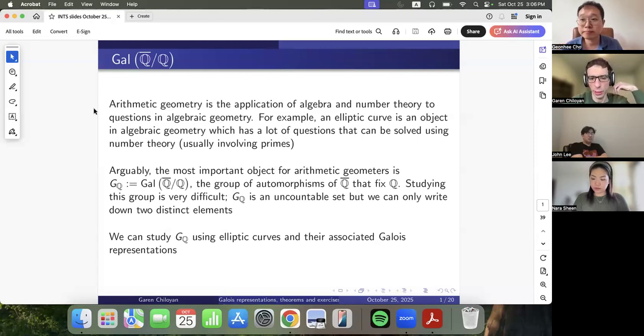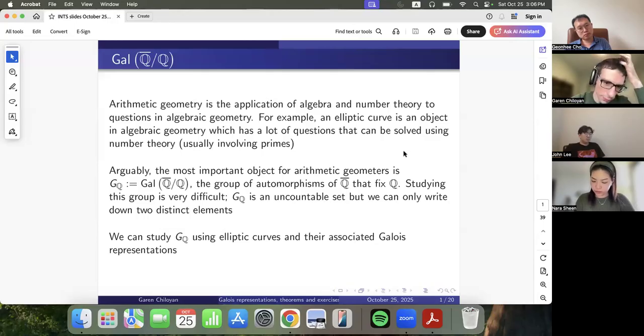So, for example, an elliptic curve is a curve, a geometric object. But a lot of questions we can ask about elliptic curves are of a number theoretic flavor, like questions about primes, reduction, things like that. And the most important thing is this Galois group. This is the most important object for arithmetic geometers. This G_Q, I'll just call it the absolute Galois group of Q, is a group of automorphisms of the algebraic closure of Q that fix Q, Q being the set of rational numbers.